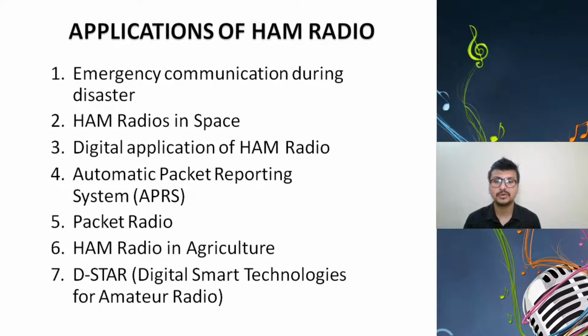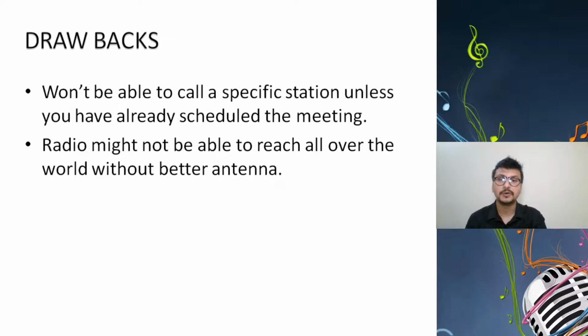Sixth is ham radio in the agriculture sector. Here also you can use the ham radio. Next, seventh is D-STAR, that is Digital Smart Technologies for Amateur Radio. Here also you can use the ham radio.